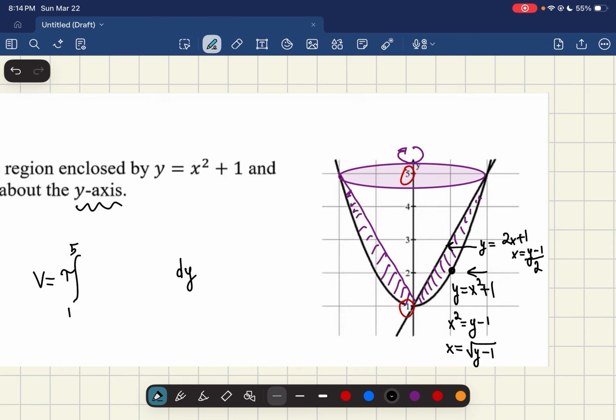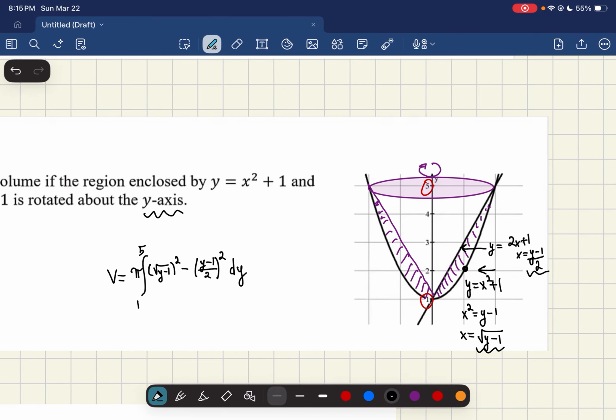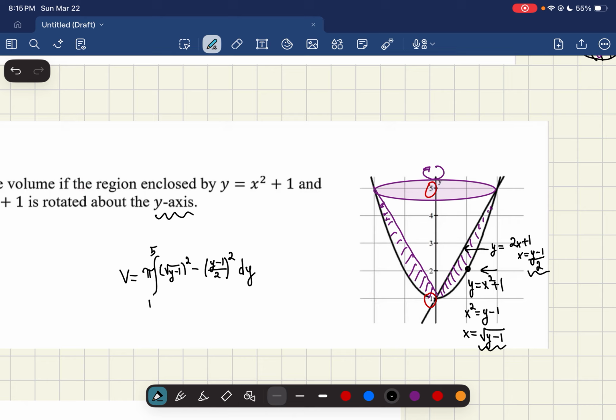Let's put pi outside and just take it as a common factor right away. So inside of the integration, I just need to write capital R of x to the power of 2 minus lowercase r of x to the power of 2. In this case, these functions represent the square root of y minus 1, and (y minus 1) over 2. So the first one, the big one, is the square root of y minus 1, to the power of 2, minus (y minus 1) over 2, all of it to the power of 2, dy.